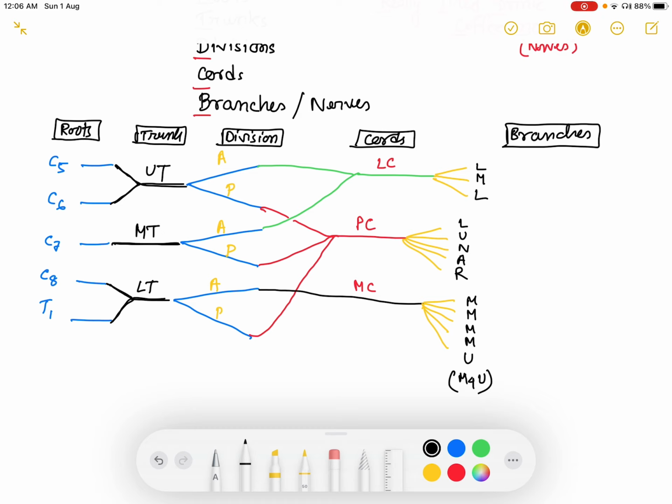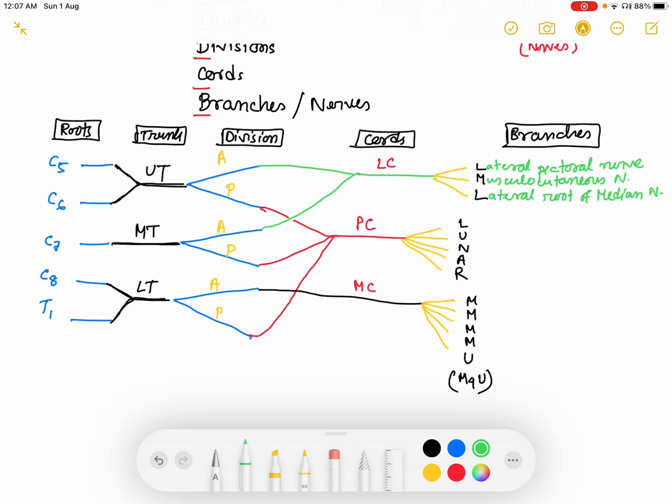So now what are the branches? L for lateral pectoral nerve. So the first branch of the lateral cord is the lateral pectoral nerve. Then M for musculocutaneous nerve, then L for lateral root of median nerve. So these are the branches of the lateral cord: LML, lateral pectoral nerve, musculocutaneous nerve, and lateral root of median nerve.